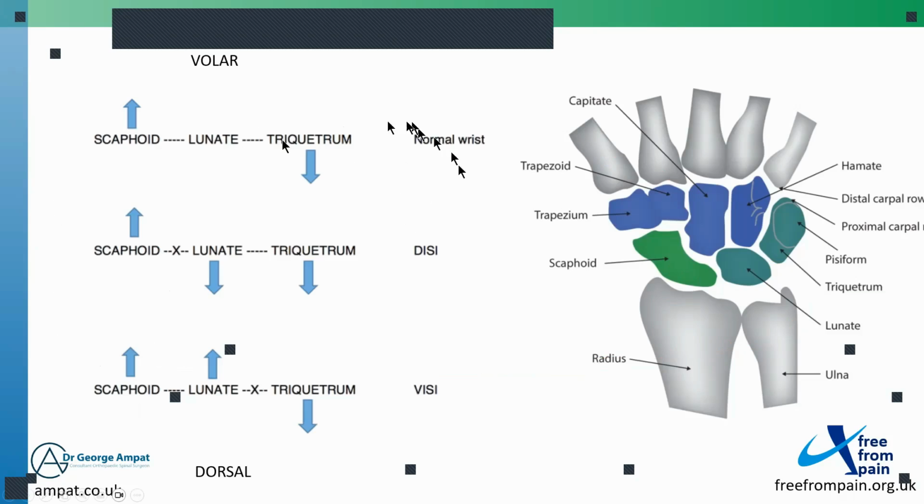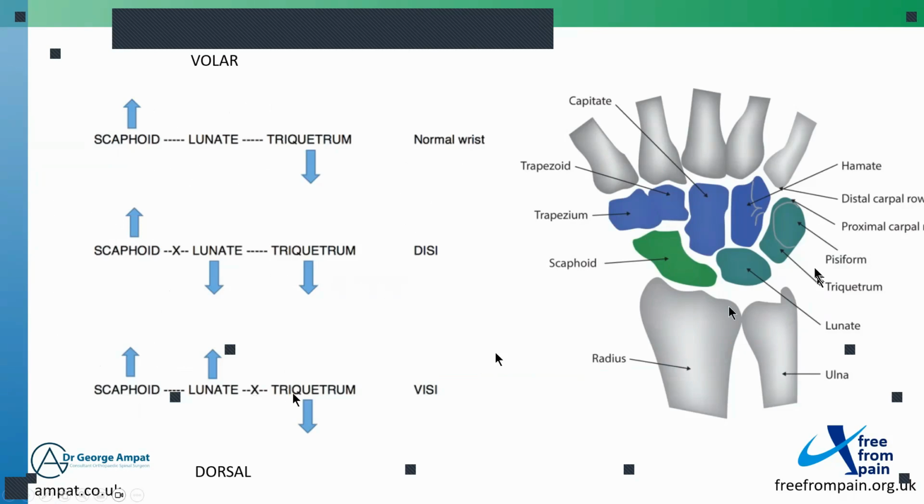So as I showed you, normally it's like a nice seesaw. All the three of them work together. But if there is damage to the ligament between the scaphoid and the lunate, that is here, then the lunate is trying to move much more with the triquetrum. There is no break from the scaphoid.